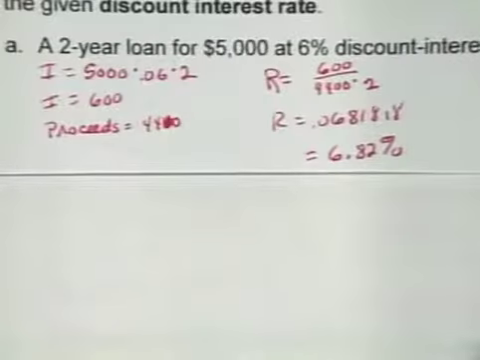Make our calculation. We get 0.0681818. We're going to round it to 2 decimal places. It's going to be 6.82. Does everyone understand that one? Okay. Next situation.